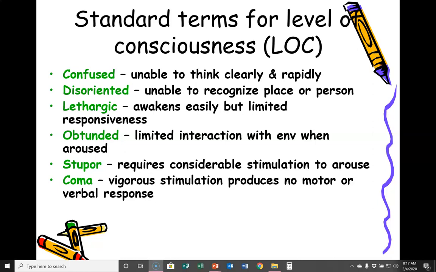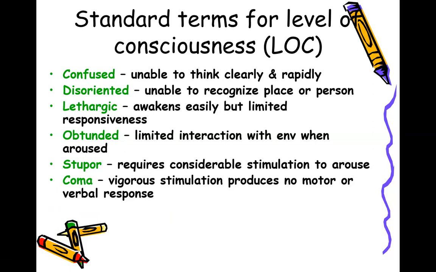Obtunded, this is limited interaction with environment when aroused. Stupor requires considerable stimulation to arouse, and then coma, vigorous stimulation produces no motor or verbal response.